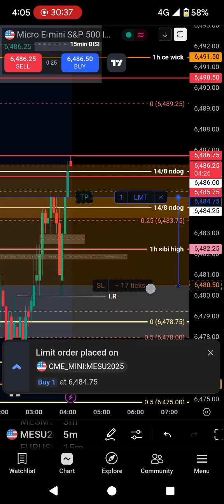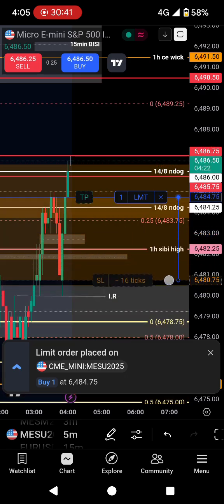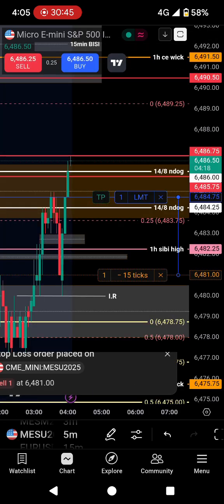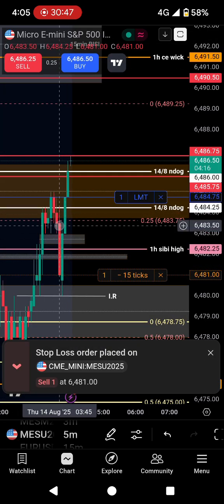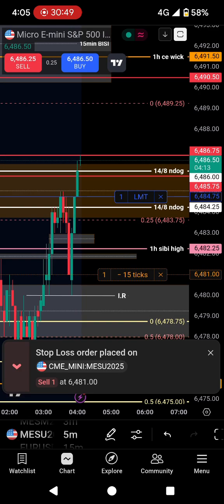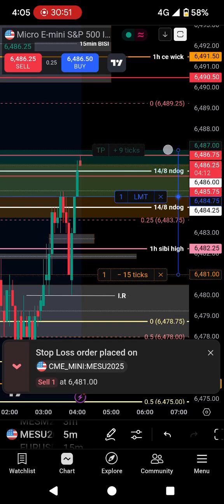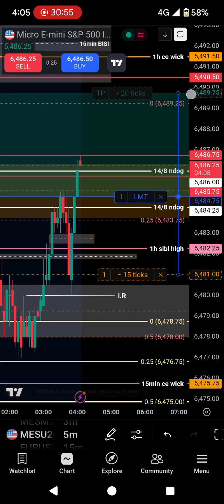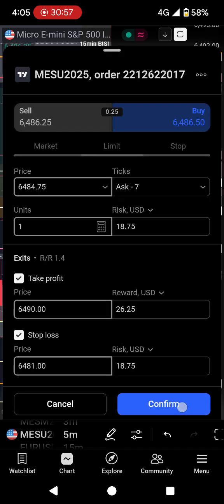Stop loss. Okay, I'll just place it here actually, because these three candles are seen as an order block. Okay, so we're just going to get our 5 points, 21 ticks. Okay, why is it?